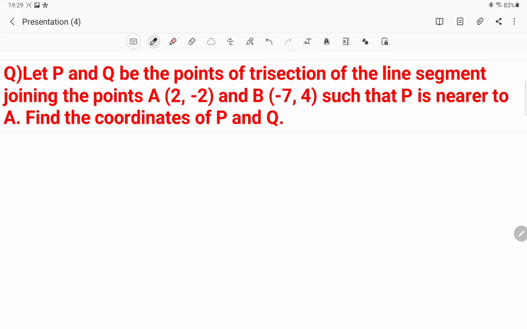This is a very simple case of trisection, right? We should know what the meaning of trisection is. For example, there is a line segment like this, AB. If it is divided into three equal parts, with points C and D, then AC, CD and DB all have to be equal. Only then are these points C and D known as points of trisection.